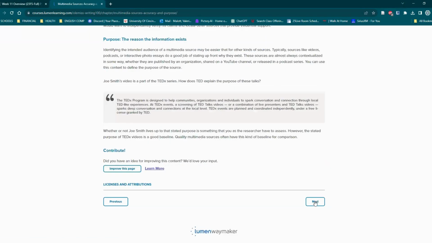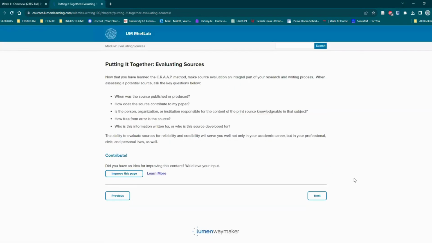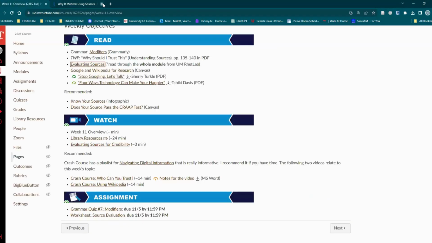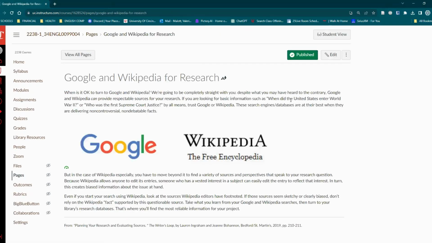So several pages, but I encourage you to read through all of it, and it culminates in putting it together, evaluating sources, the things that you want to remember. Again, we also have additional resources on our Canvas page. There is a Canvas page for Google and Wikipedia for research.